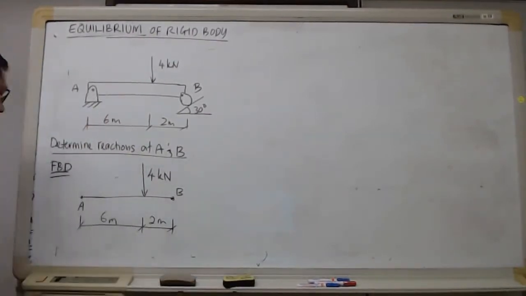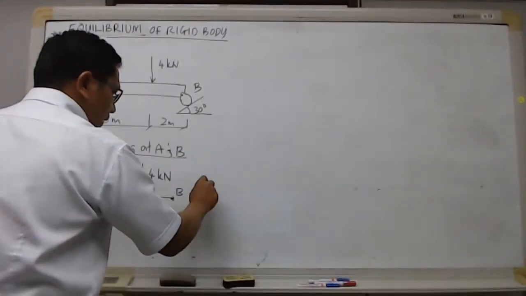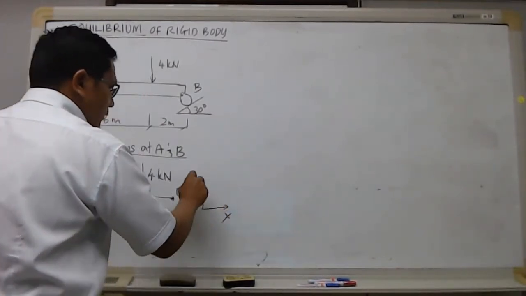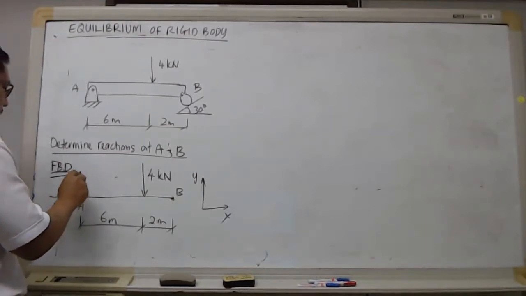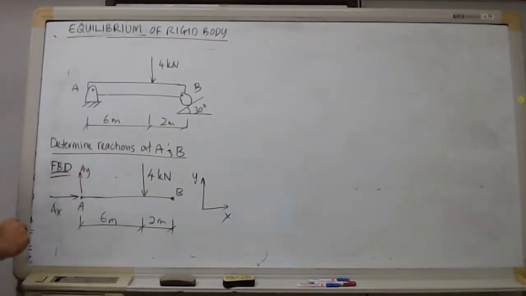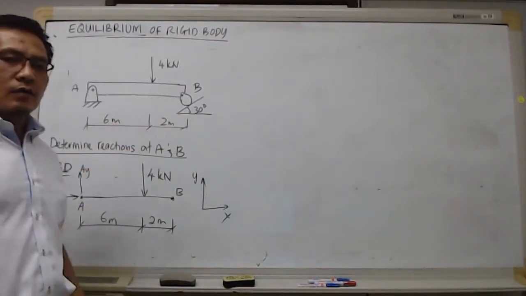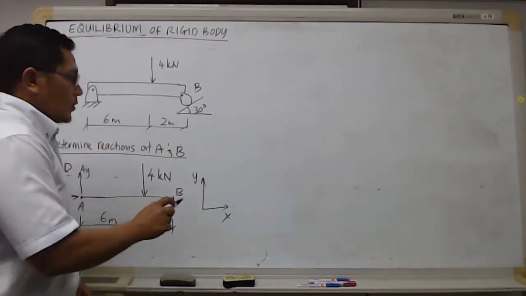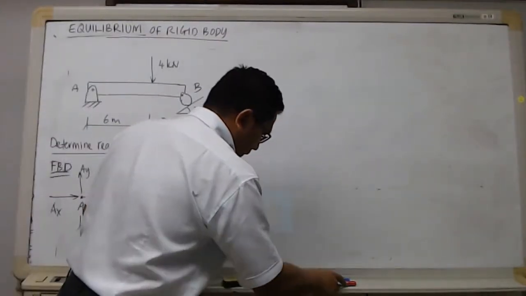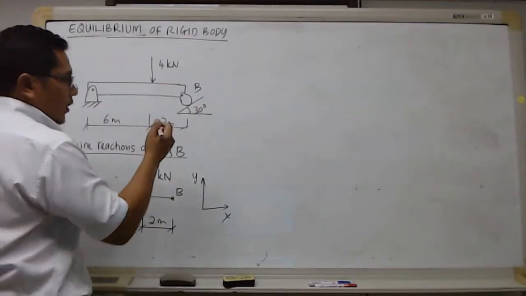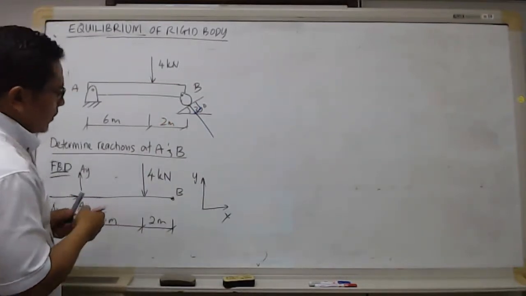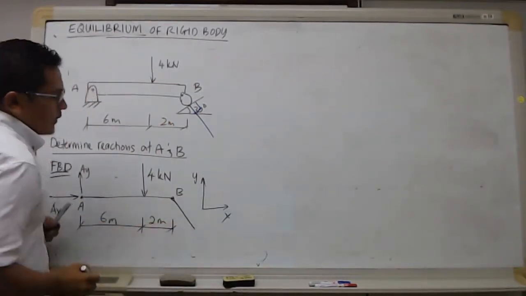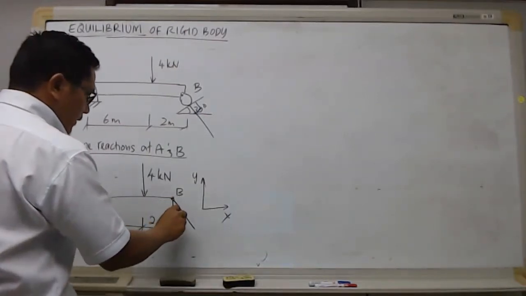But before that, always make a habit, define your axis. This is the X positive, this is the Y positive. So just simply use the positive for the AX and the positive reaction for the AY. But here, you know, a roller, there's only one reaction. So the reaction is always perpendicular to the surface. Always perpendicular to the surface. So the reaction here is only this direction with the angle of 30 degrees.